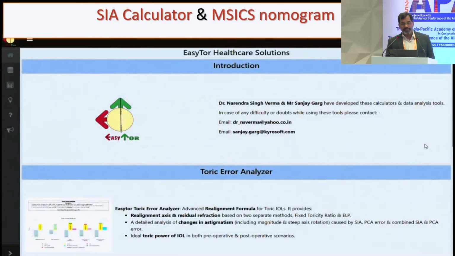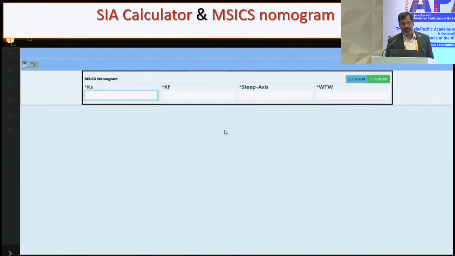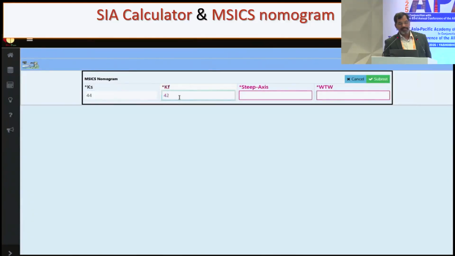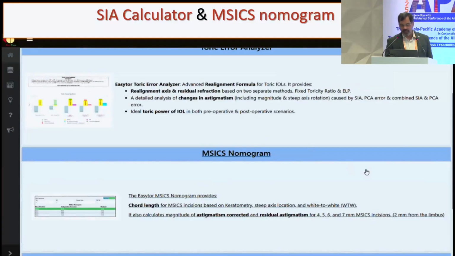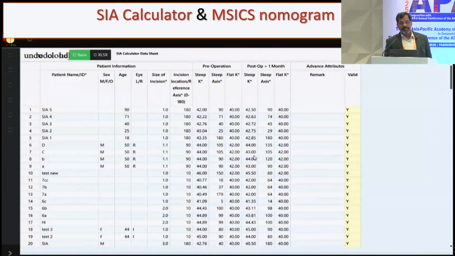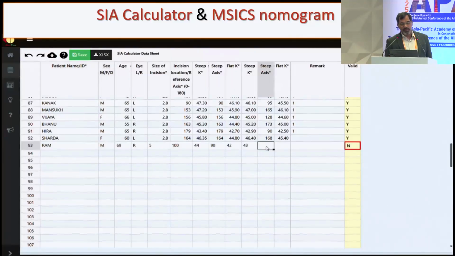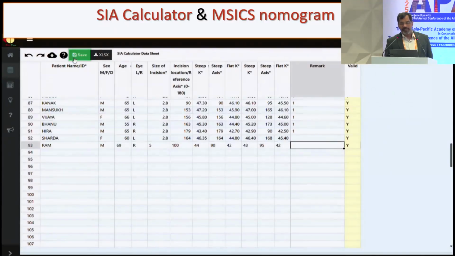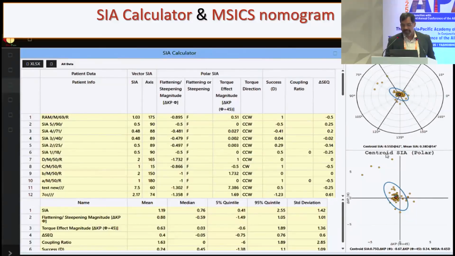You have this. This also has a toric analyzer. This is the MSICS nomogram, which we have made on Dr. Boramani sir's data. You enter the steep axis, flat keratometry and steep axis, and white to white, which is optional. It will give you the basic nomogram, how much chord length will correct, how much SIA, and how much will be remaining. This is the SI calculator data sheet, the input data sheet. You enter only a few pre-op keratometry and post-op keratometry, and you will get the result both by Dr. Warren Hill, centroid SI for the toric lens, and the lower graph is for the flattening effect.